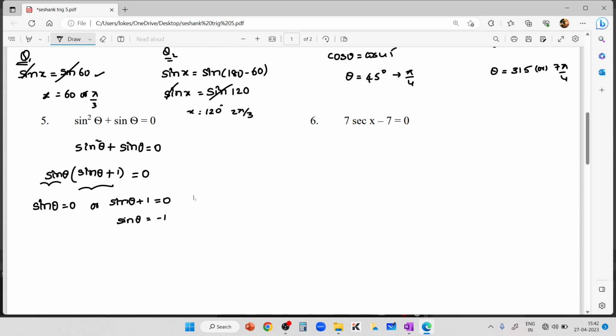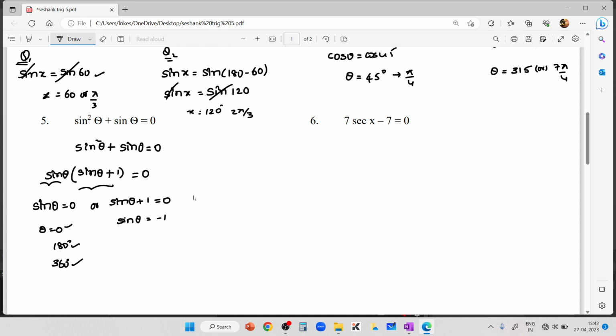Now we know that sin theta is equal to 0 in between 0 to 2 pi. So sin theta is 0 at theta equal to 0 degrees, at 180 degrees, and also at 360 degrees. And sin theta is equal to minus 1.